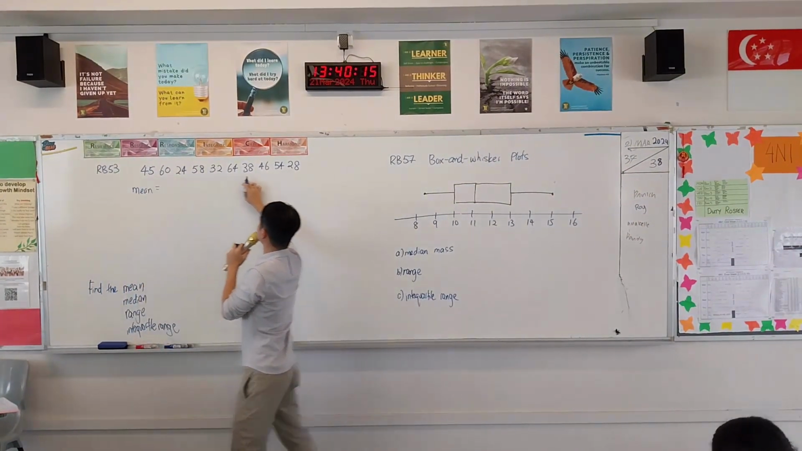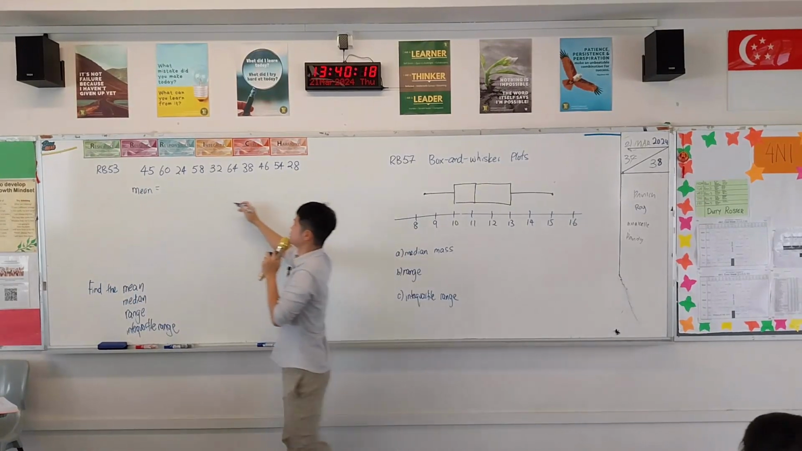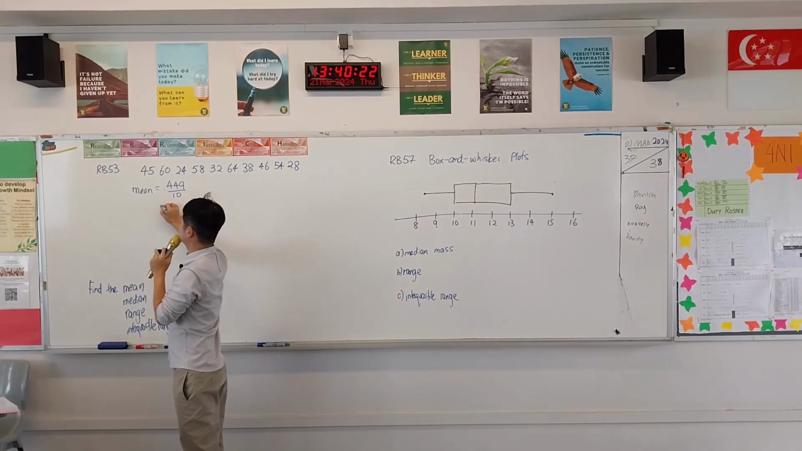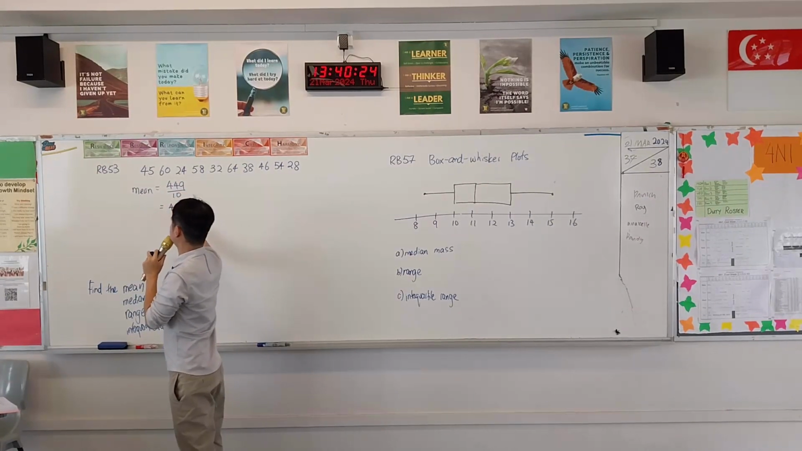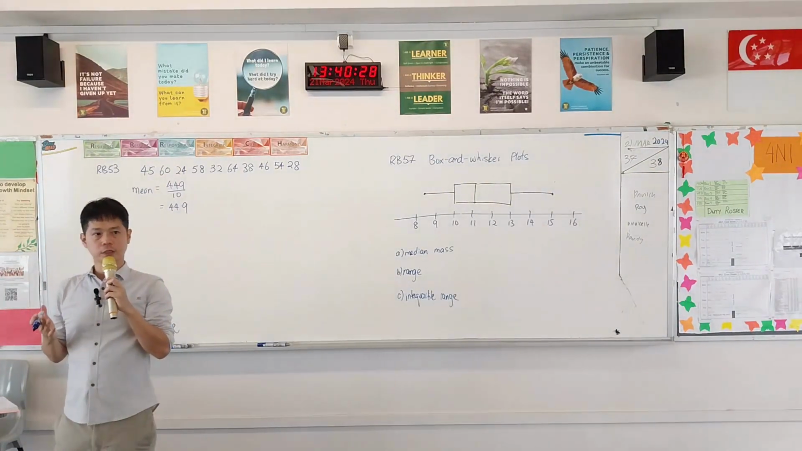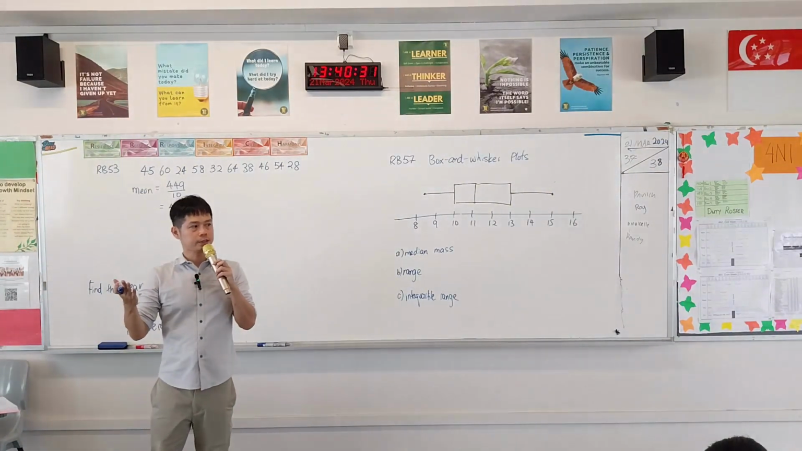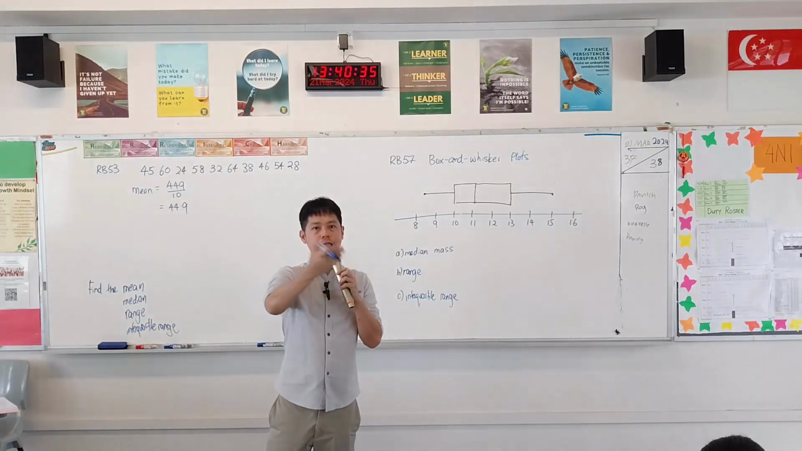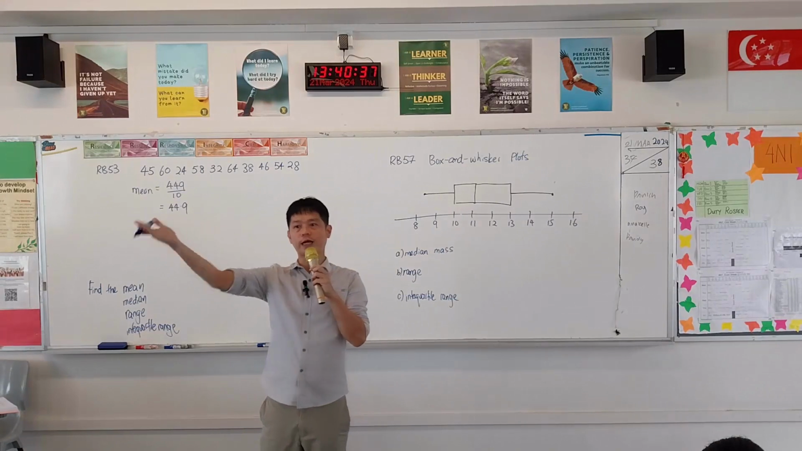So we add all this up. There are 10 numbers. 449, correct. So we divide by 10. The answer is 44.9. So mean is the average. So on average, it is 44.9. Okay, if I were to give everybody something, the 10 people, each person should get 44.9.